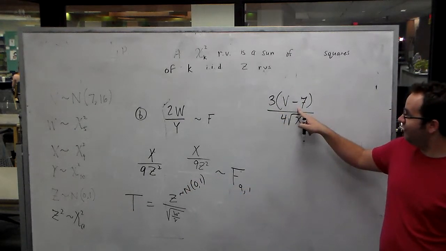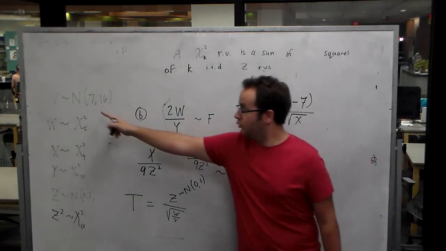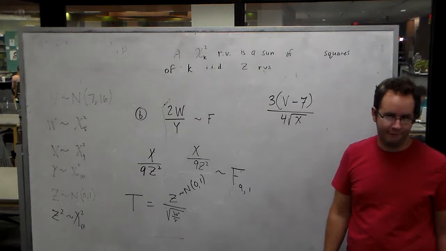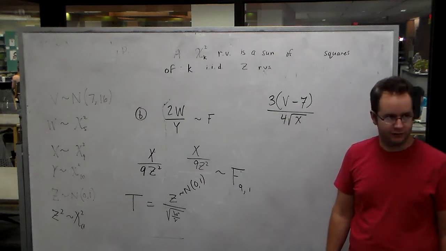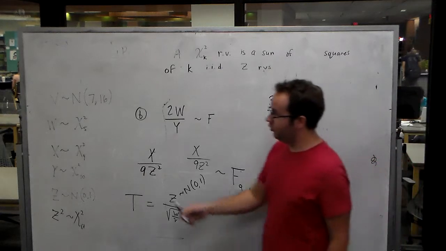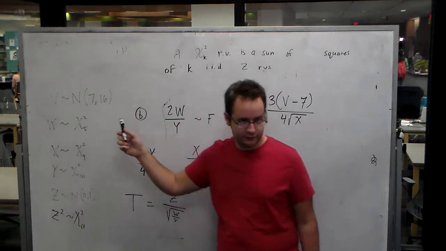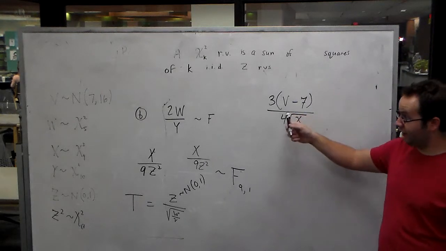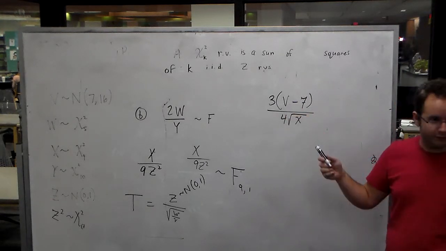So this has to be distributed normal with 0, 1. By subtracting 7 from this random variable V, who has a mean of 7, what's the mean of V minus 7? 0. That makes sense? Otherwise, this wouldn't work. And he's doing this deliberately. V is normal with mean 7 and variance of 16. If we do V minus 7 from a normal random variable that has expected value 7, then the mean would be 0, right?